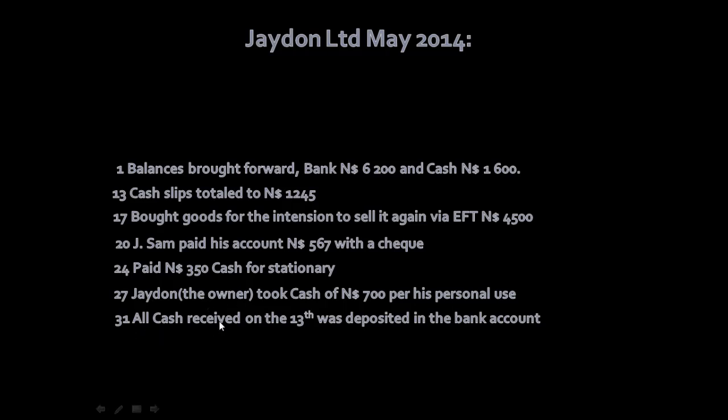On the 31st, all cash received on the 13th was deposited in the bank account. What cash was received on the 13th? Well, if we look on the 13th, cash slips of 1,245 were received. So what we need to do here is take the cash and deposit it into the bank account. So our cash will decrease and our bank will increase. So our cash will be credited and our bank will be debited. Let's see how that will look in our cash book.